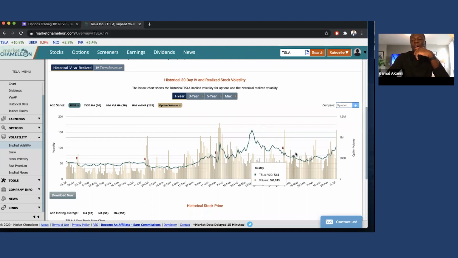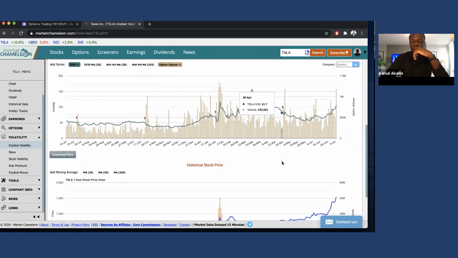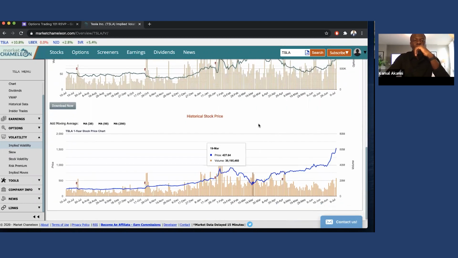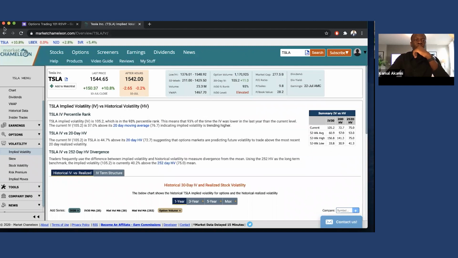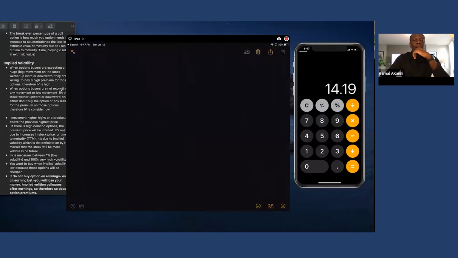So it slowed down after. And now it's been picking up again slowly. I can see it was really high here on July 10 after, of course, the movement on the stock price of Tesla, which was almost 10% just in one day, which is insane. That's it for implied volatility.